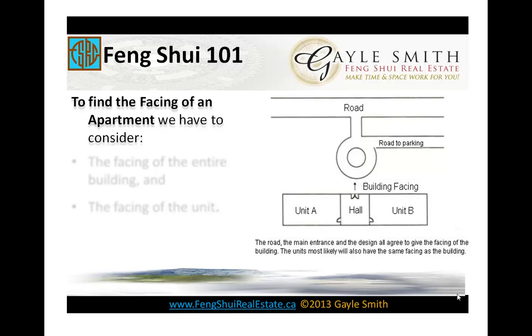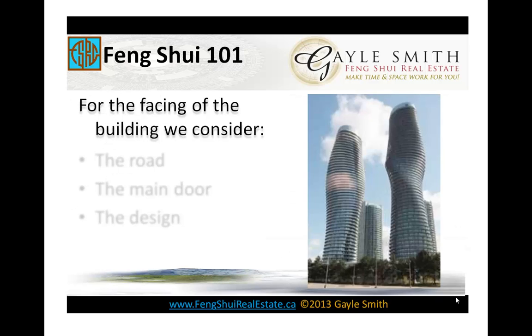With apartment buildings, we must consider both the building itself and the individual units. We do this using the same principles of locating the most yang directions as we did for houses. For an apartment building itself, we consider the road, the door, and the building design. Usually, all three will give you the facing without doubt, but when they don't, you must use sound reasoning.